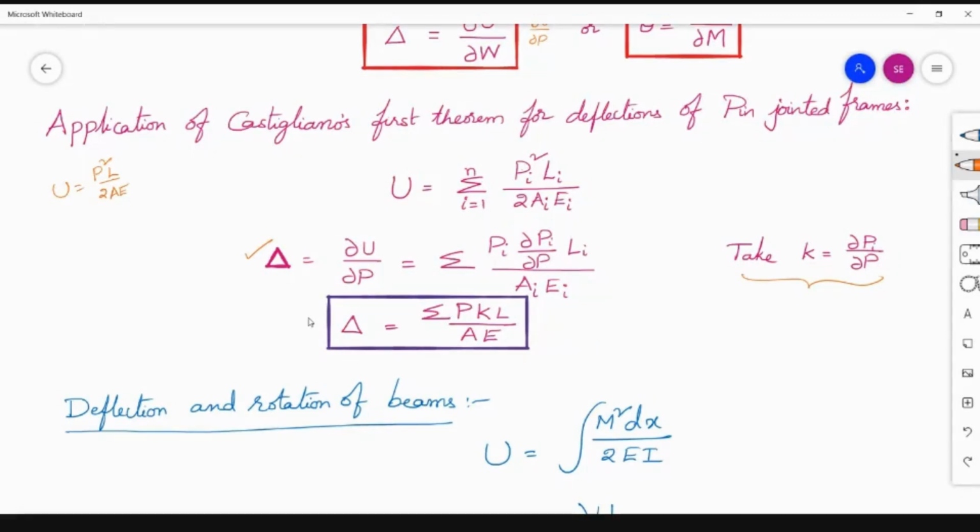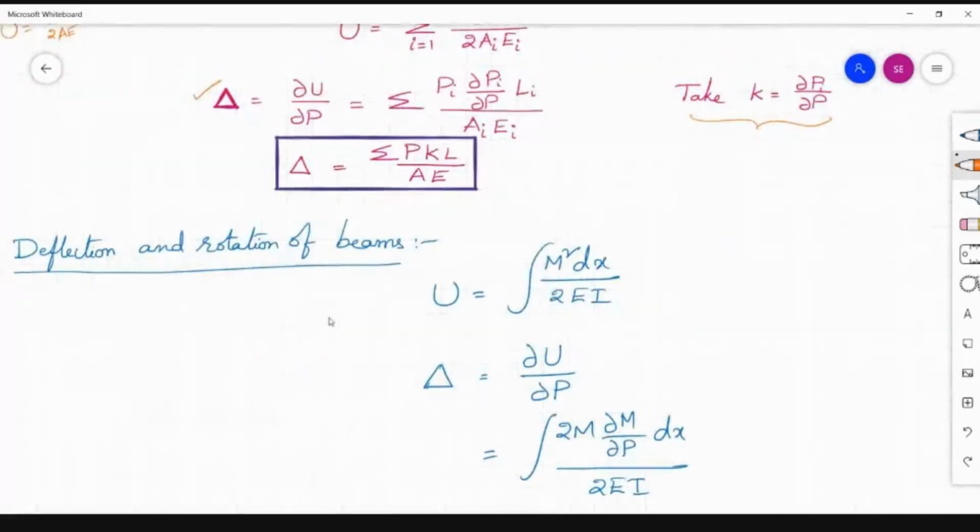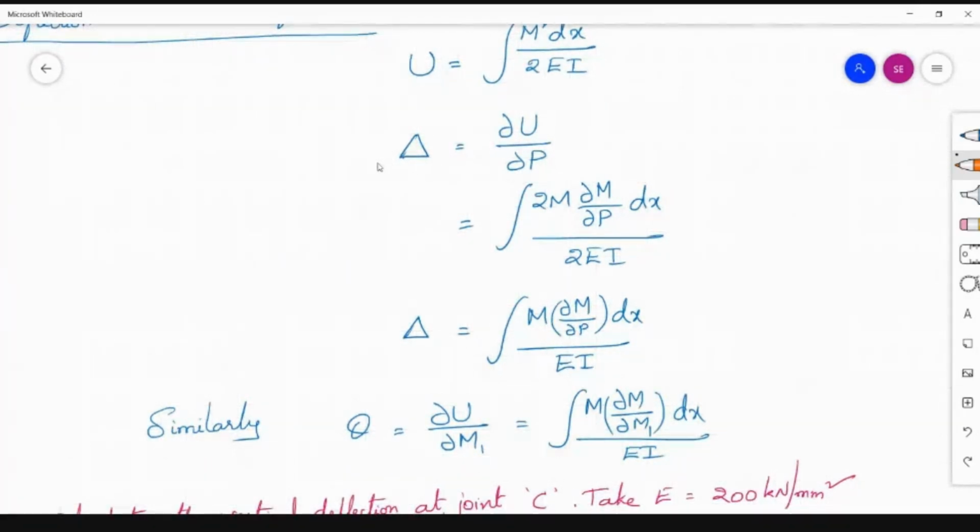And when you want to observe the deflection and rotation of the beams, here the strain energy stored in the flexural members U is equal to integration of M square into dx by 2EI. Now to get the deflection, take the partial derivative of the strain energy with respect to the load. Now you will get the deflection delta is integration from 0 to L, the limits are 0 to L, of M into dou M by dou P into dx by EI. Similarly, we can get the rotation also when you take the partial derivative of the strain energy with respect to moment acting at that point.